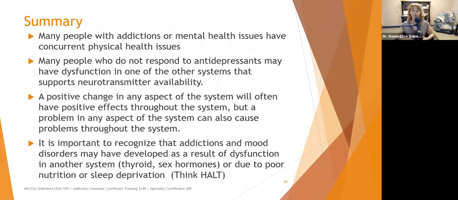In addiction, we talk about the acronym HALT: hungry, angry, lonely, and tired, as relapse warning signs. If we're not taking care of our body, then likely our mood may follow and our behaviors may become more impulsive and reactive after that.